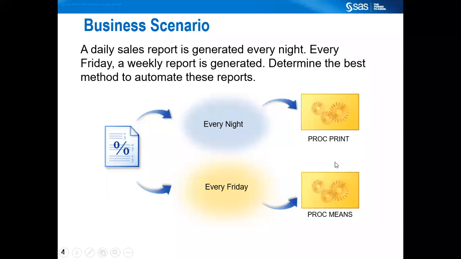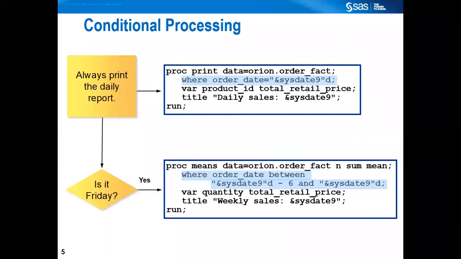So every day it should execute proc print, and you give the condition in your program in such a way that in case your current system day is Friday, then only it should execute proc means. Otherwise, it should not execute proc means if it's Monday, Tuesday, Wednesday, Thursday. All right, so this is how we are going to do it. Daily sales report is generated every night. Every Friday, a weekly report is generated. Determine the best method to automate these reports. For that, we are going to make use of conditional processing in your programming.